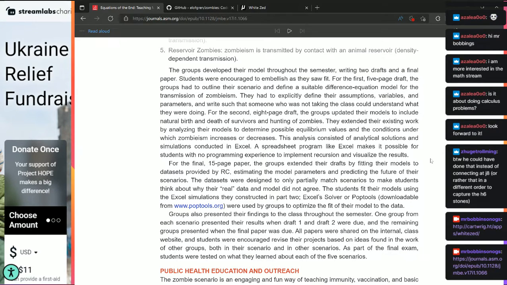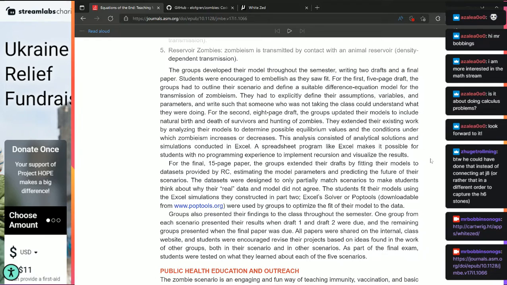So the group developed their models throughout the semester, writing 2 drafts and then a final paper. Students were encouraged to embellish as they saw fit. For the first 5-page draft, the group had to outline their scenario and define a suitable differential equations model for the transmission of zombieism. They had to explicitly define their assumptions, variables, and parameters, and write such that someone who was not taking their class could understand what they were doing.